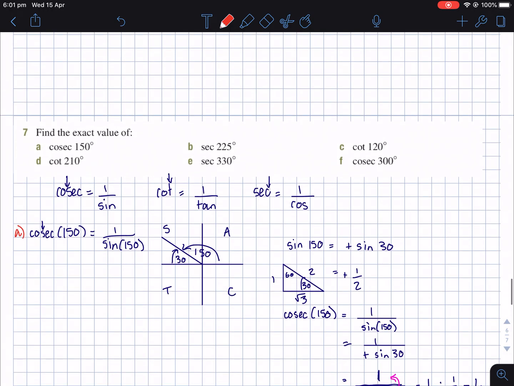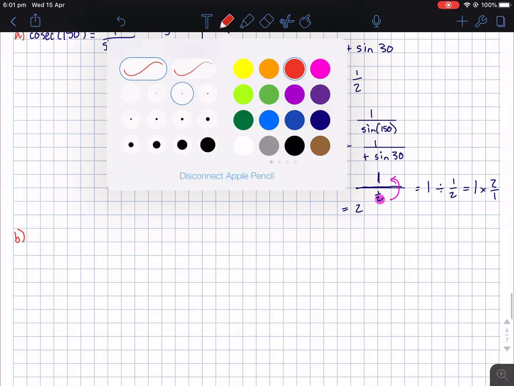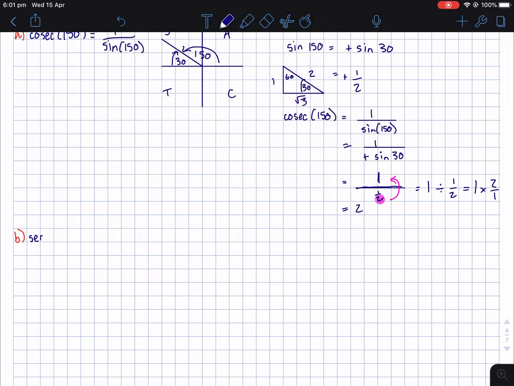Okay, let's look at question B. This time we're asked sec 225. And that's the 1 over, look at the third letter, cos 225. Have a go at sketching it. This will always help you. Like, it's never going to hurt. 225 is down here. So that's 225, which means this bit must be 180. 225 take 180, 45.